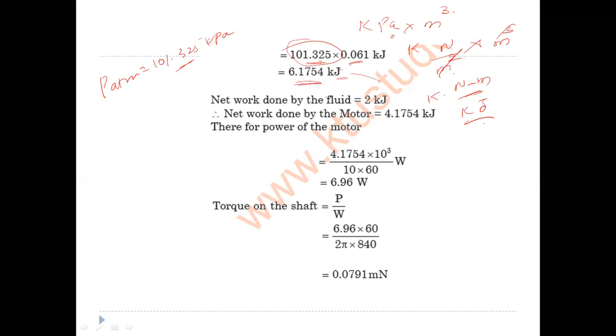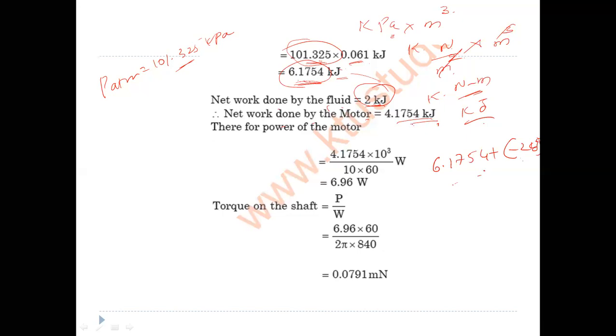And the net work done by the fluid on the piston is given as 2 kilojoules. By considering these two, if we find the net work done by the motor, we have to add these two. So 6.1754 plus minus 2 kilojoules, because work is done on the system. If we subtract this, we will get 4.1754.